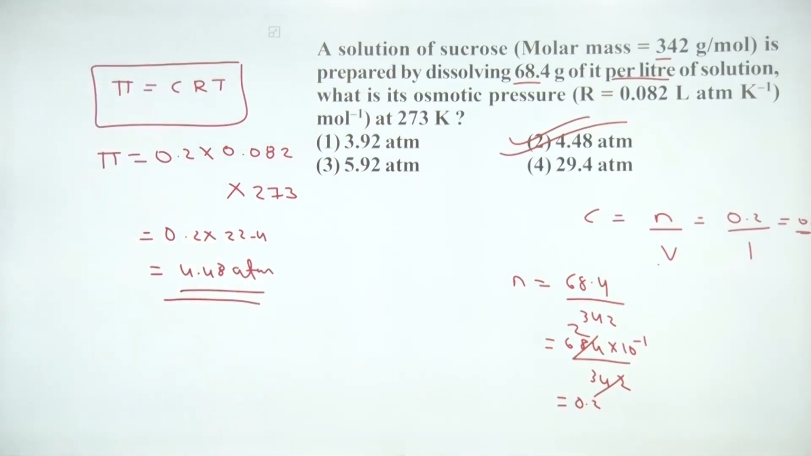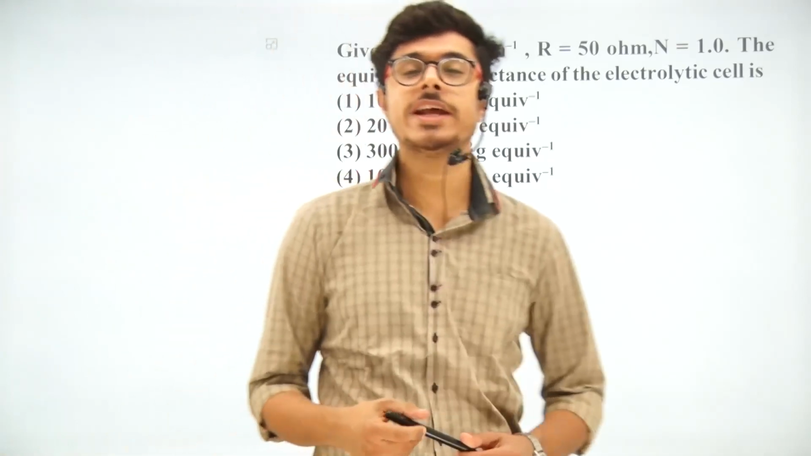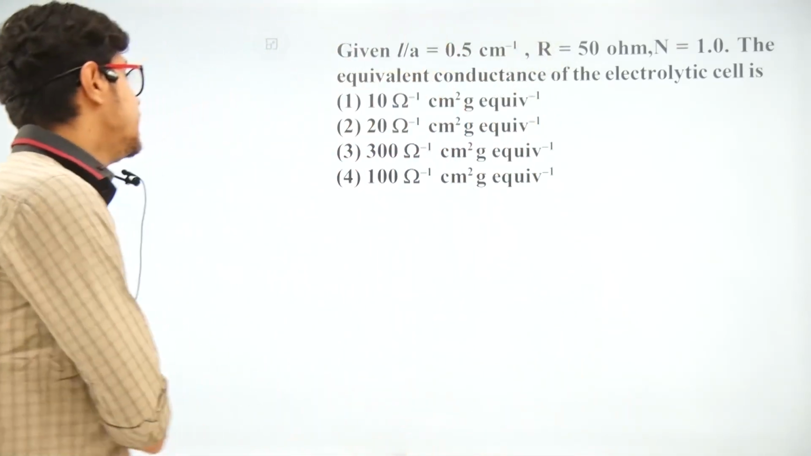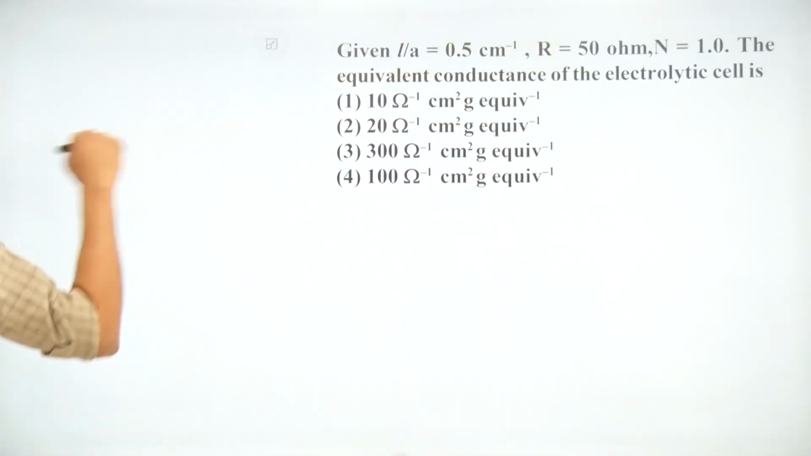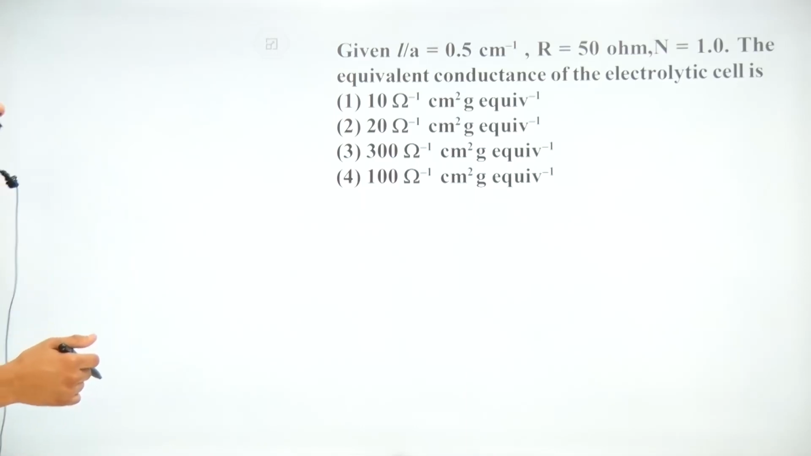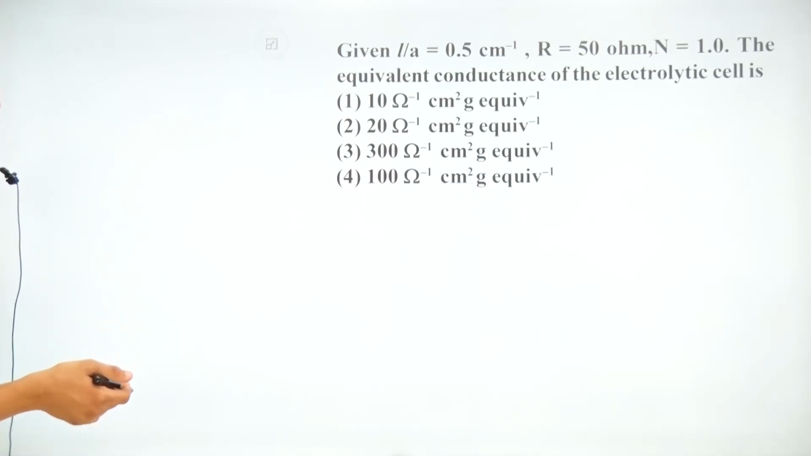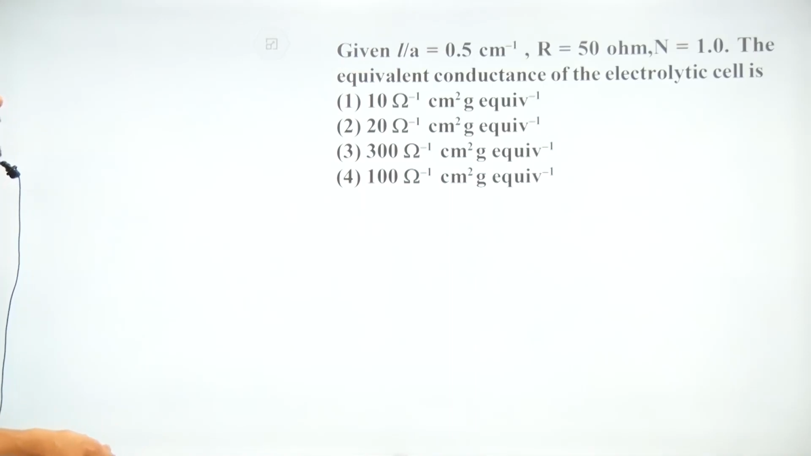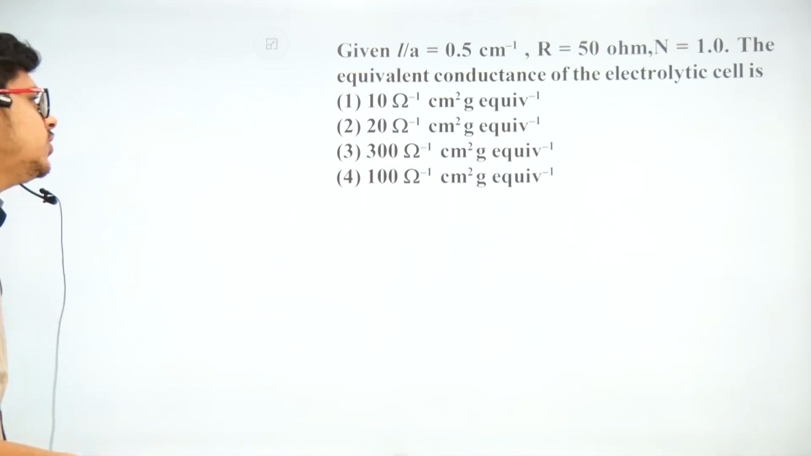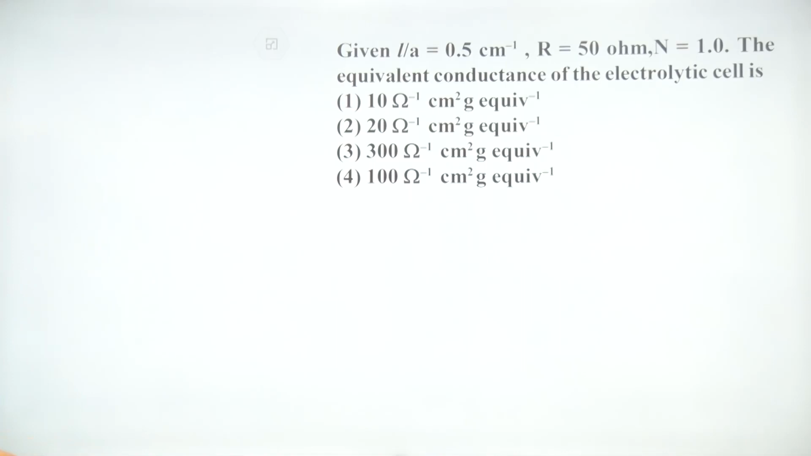Okay, students, coming to the next question. Our next question is, given L by A equals 0.5 centimeter inverse, R is given as 50 ohm, this is our resistance, and normality is given as 1. The equivalent conductance of the electrolytic cell. Basically, we need to find the value of equivalent conductance here.